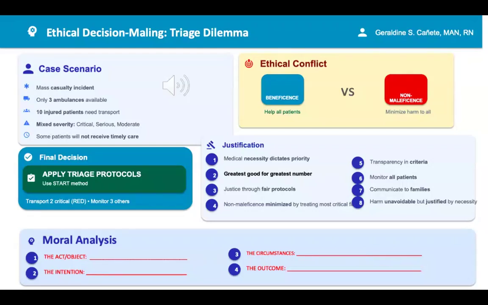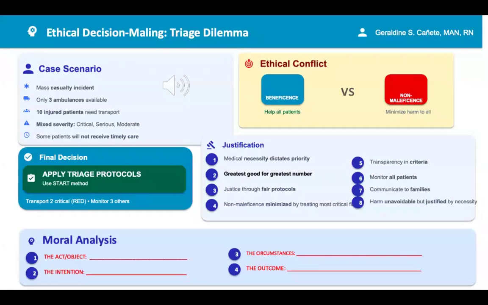Now, triage protocols are applied fairly and consistently to all patients. That's justice, regardless of their background or circumstances. For non-maleficence, triage minimizes harm by ensuring that the most critical patients receive immediate attention.